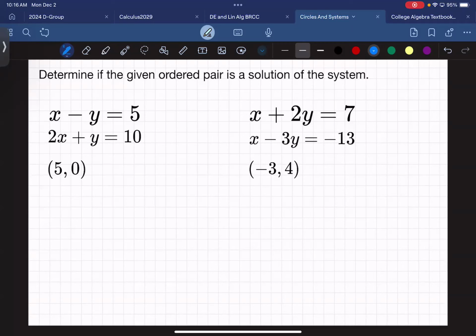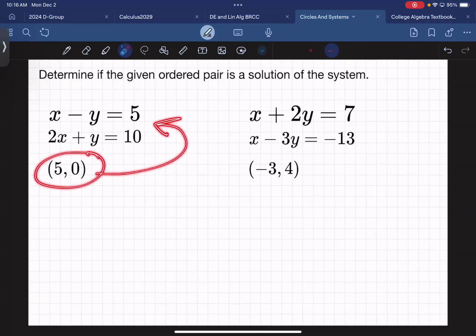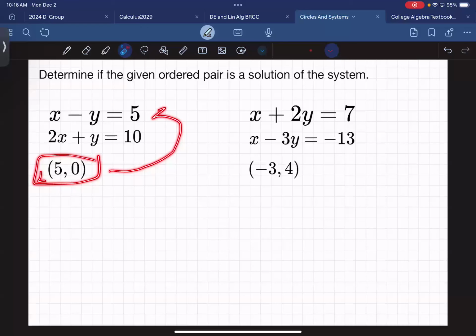Now, with both of these systems here, how do I determine if an ordered pair is a solution to the system itself? What do we need to do with the ordered pair to determine if it is or is not a solution to this system? Plug it in, right? How many times do I need to plug it in though? Twice, right? We have to plug it in both equations, because the solution to a system is when it's a solution to each equation individually, okay?